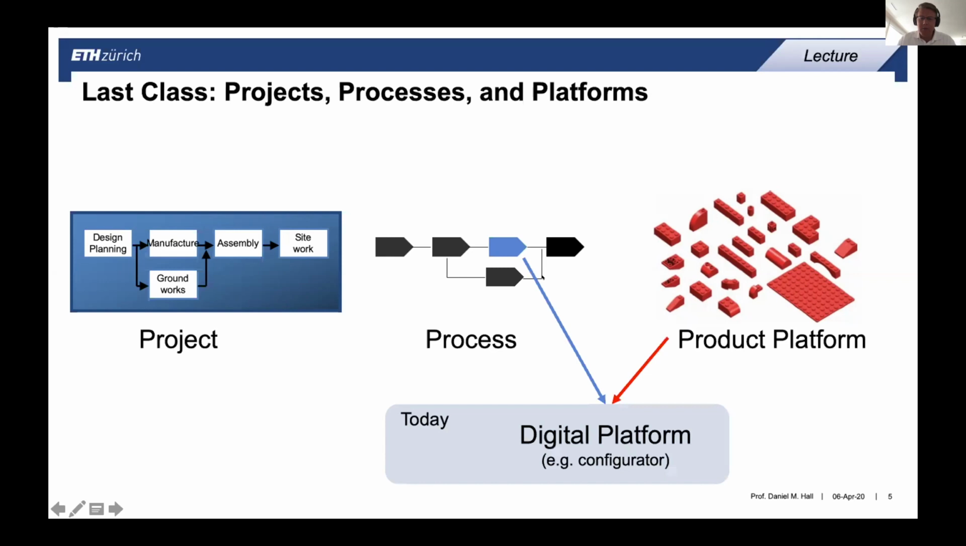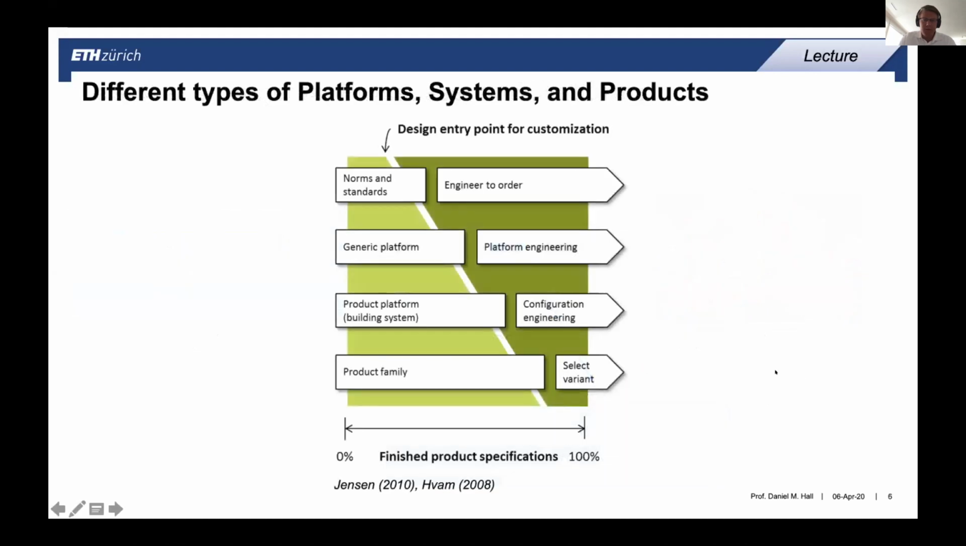So today we're going to be talking about this integration of the digital platform as one step of the process with the rules that might exist within the product platforms. And one way that you can do this is through the use of something called the configurator. We'll talk about that in more detail. But that's a review of last class and where we are today.